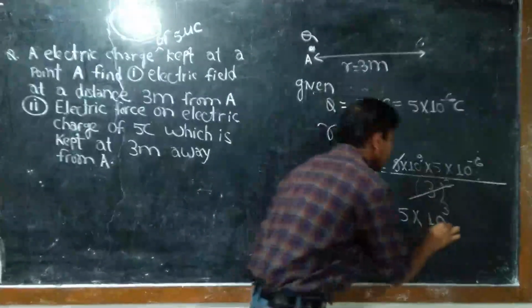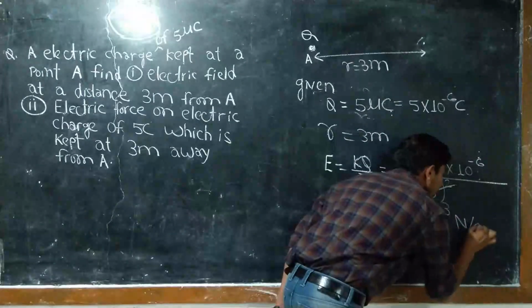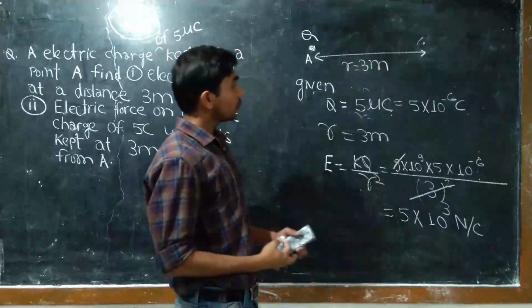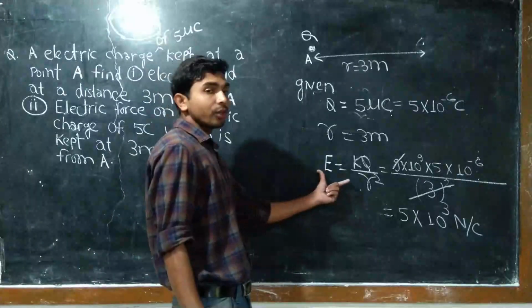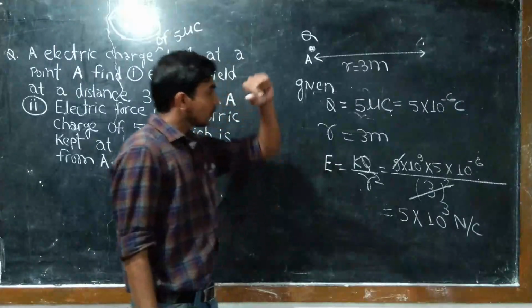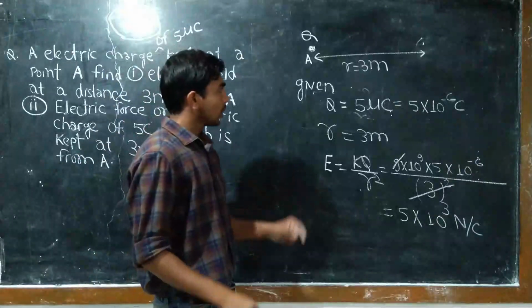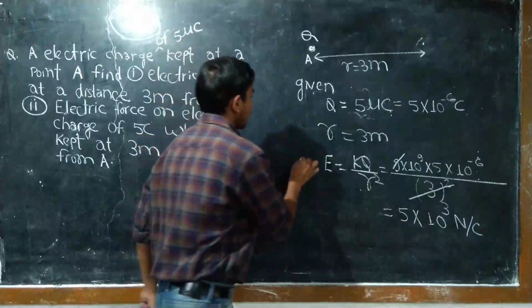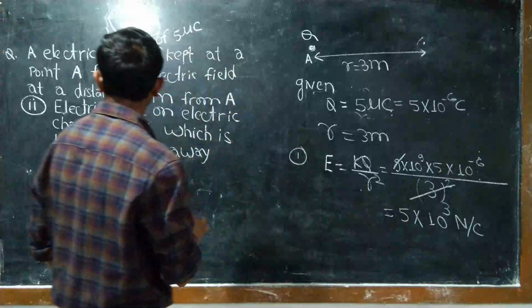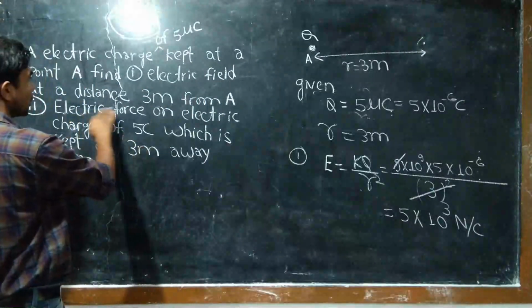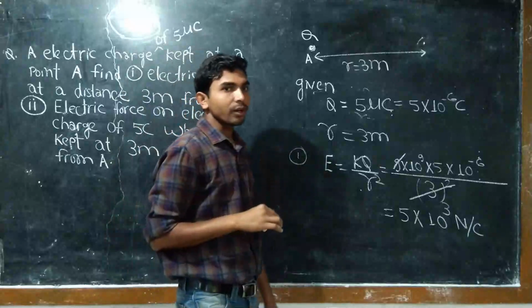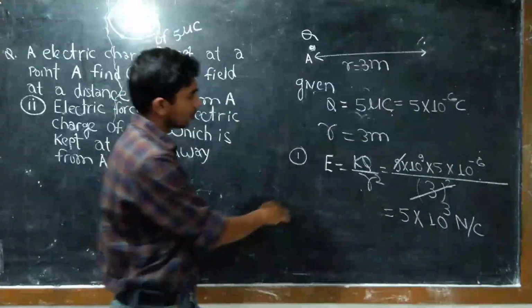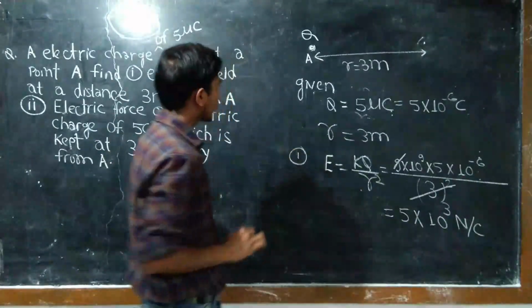The unit of electric field is Newton per coulomb. So this way we are able to find electric field with the help of this formula. Finally I solved question number 1. In question number 1 we had to find the electric field at a distance 3 meter from point A, and I calculated this value.